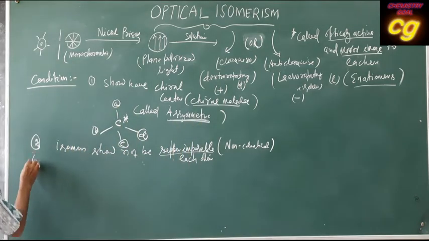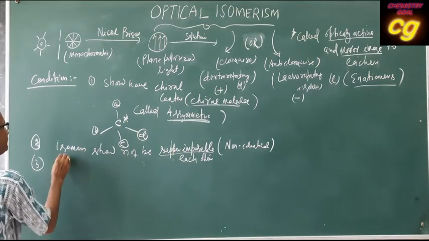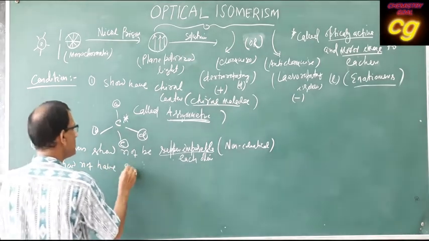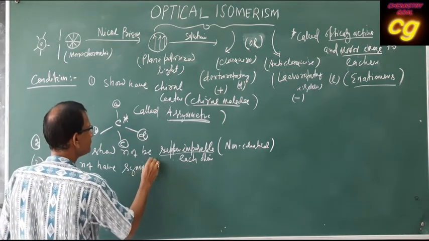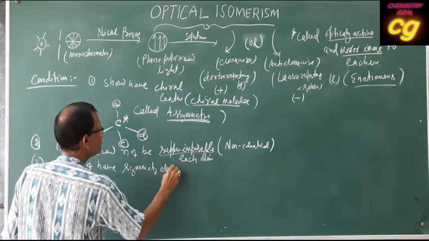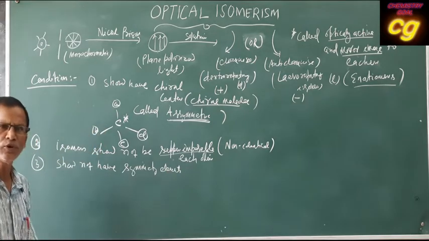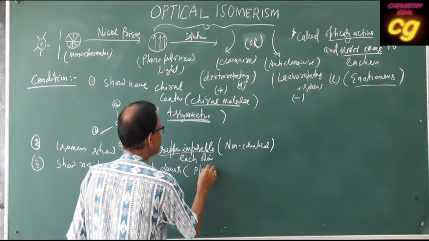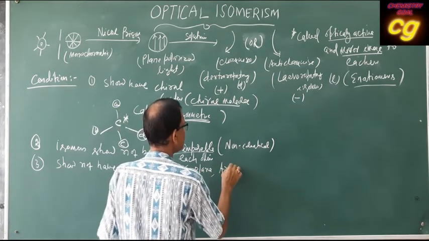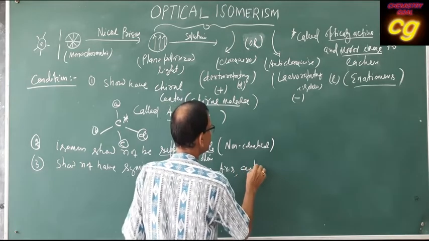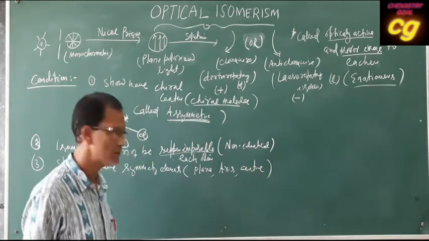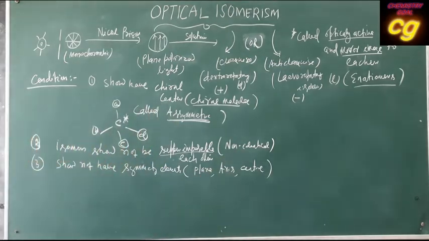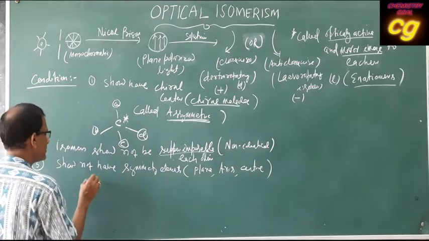Then the third important point is that it should not have symmetry elements. They should not be symmetrical. So what are the symmetry elements? Plane, axis and center. It should not have a plane of symmetry, should not have an axis of symmetry, should not have a center of symmetry. Like this. Suppose, for plane of symmetry, I will give examples.